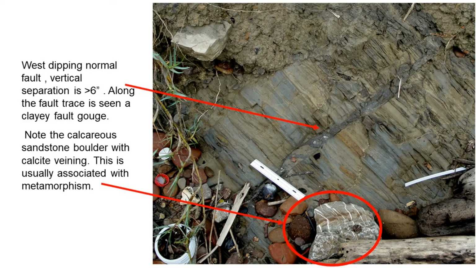At this steeply dipping outcrop, we see a west dipping normal fault. The vertical separation is greater than 6 inches, and along the fault face is seen a clay fault gouge. Note the calcareous sandstone boulder with calcite veining. This is usually associated with metamorphism.